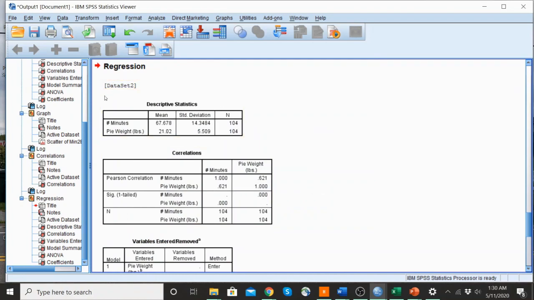Here's what I get back from my regression. I have my descriptive statistics, so the average number of minutes was 67 with a standard deviation of 14.35. The average weight of the pie was 21 pounds, a 21-pound pie.